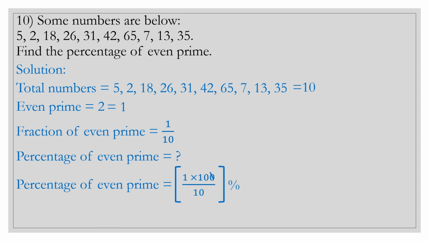Now simplify. Cut 0 by 0. We have 1 multiplied by 10. Now do the multiplication. We get 10%. So the percentage of even prime is equal to 10%.